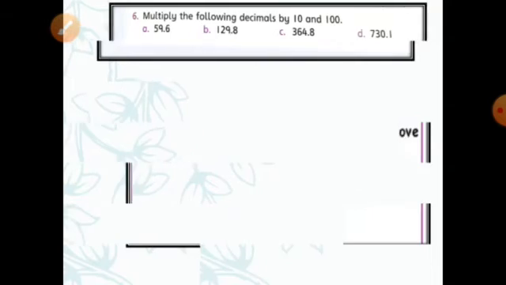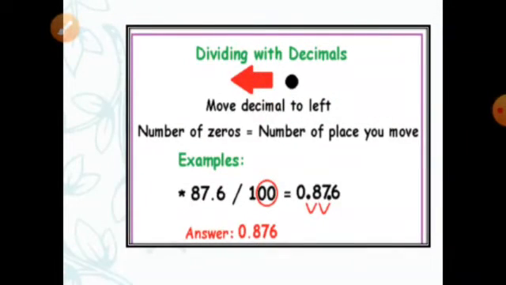Now let's move towards the learning of division of decimals by 10 and 100. As we have done multiplication of decimals with tens, we move the decimal towards the right. In division, we are going to move the decimals to the left. Number of zeros equals the number of places you move. Don't forget this. So 87.6 divided by 100, 2 zeros. So that means 2 places we have to move towards the left.